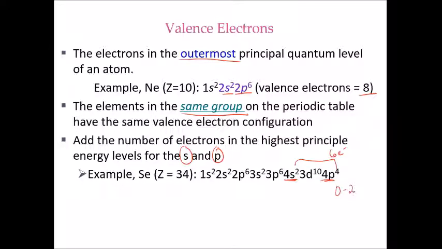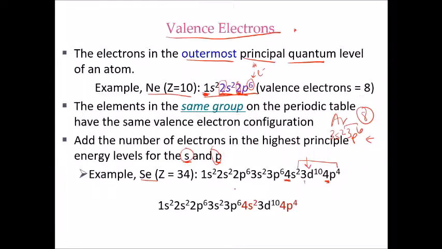Oxygen, though, remember, was 2s2, 2p4, but still the 2 and the 4 add together to give you 6 valence electrons. And as you can see, I highlighted them in red for you. And yes, you would take the 2 electrons that are in the 4s plus the 4 electrons in the 4p to get your total of 6 valence electrons.